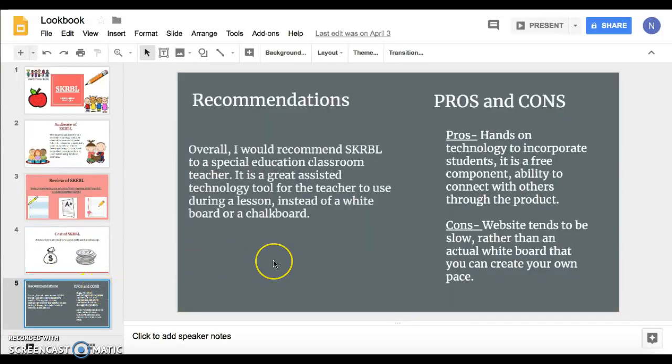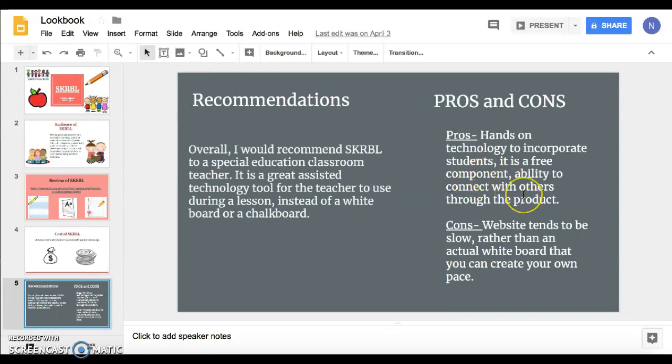So moving on to pros and cons and recommendations, I'm going to do pros and cons first. When I was doing my research, I noticed that a couple of pros were it was a hands-on technology to incorporate students. So during a lesson, you wouldn't just let the students sit on the carpet. You could involve them and give them a feel of leading, I guess, in discussion.